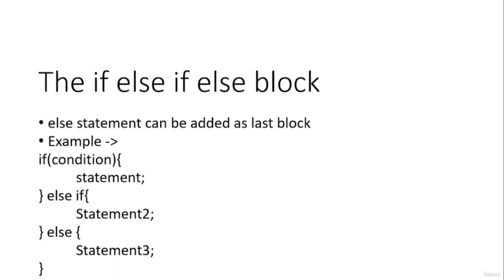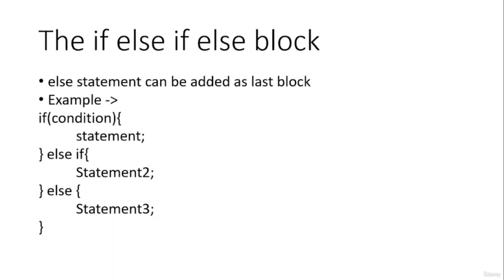Next is the if, else if block. In this case the if block will be continued with an else if block, and at the very end we will put an else block to negate all the conditions. If all the previous conditions fail, then it will go to the else condition. This is how the structure of else if will look. So we have seen the theoretical aspects. Now let us see the practical for this.